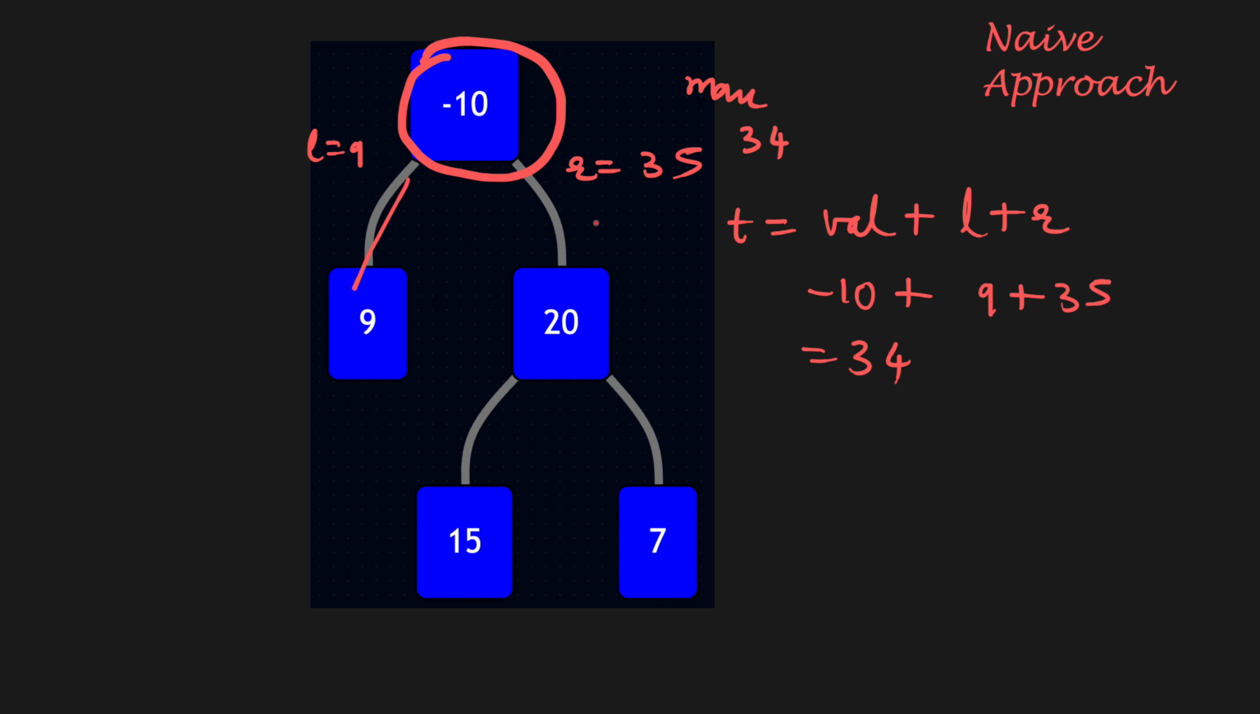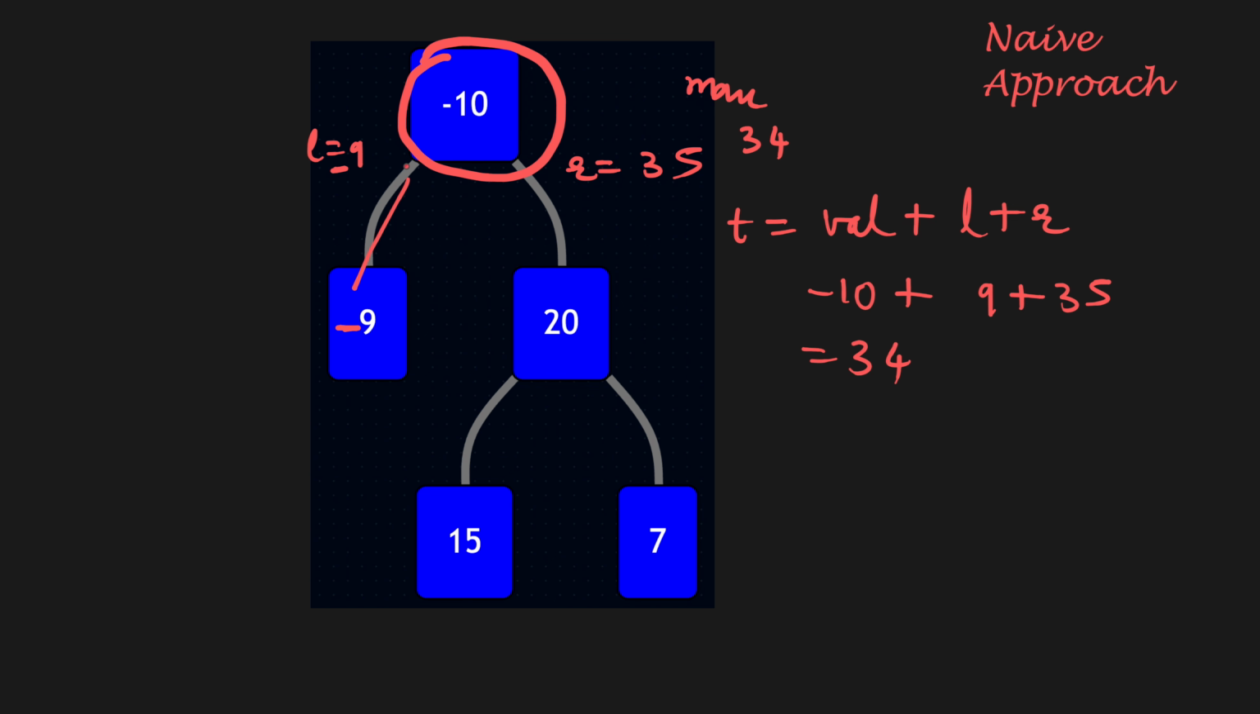And one more point to consider is, what if the sum of the longest downward path on the left or right is negative? For example, suppose instead of 9 here we had negative 9, then the left sum would be negative 9. If we include it in the path, the total path sum for the minus 10 peak node would drop. Without the left path, the sum is minus 10 plus 35 equal to 25, and including the left sum, it becomes 16.